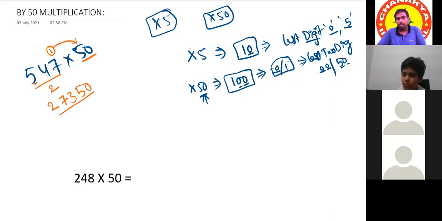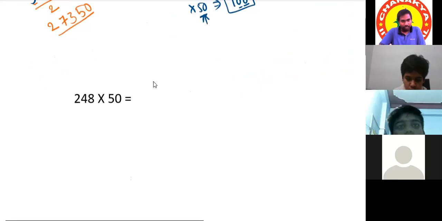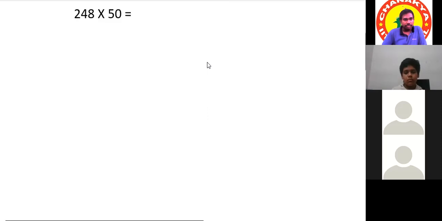So what are you writing in the chat box? I don't know from where they are getting those numbers. Don't write anyone. There are no 248 into 50 and others mentioned below. There's already a lot of space. Don't write your name. I will allot the question, question by question. So first question, Shreyasi will do this.